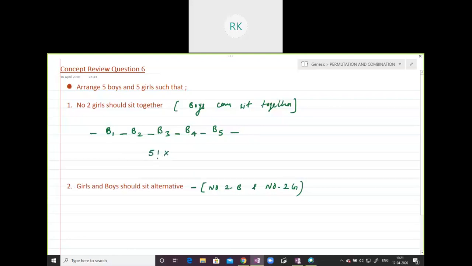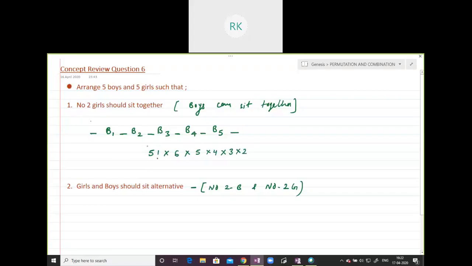Now how many girls? 5 girls. Now for the 5 girls, how many positions have we created? 1, 2, 3, 4, 5, 6. The first girl will have how many options? 6 options, right? Now the second girl will have how many options? Remaining 5 options. Third girl, remaining 4 options. The fourth girl, remaining 3 options. And the fifth girl, remaining 2 options.